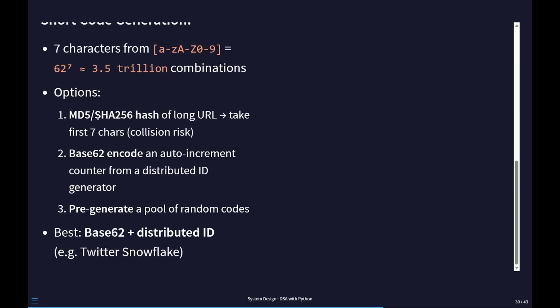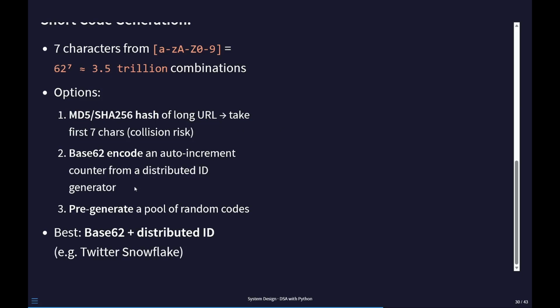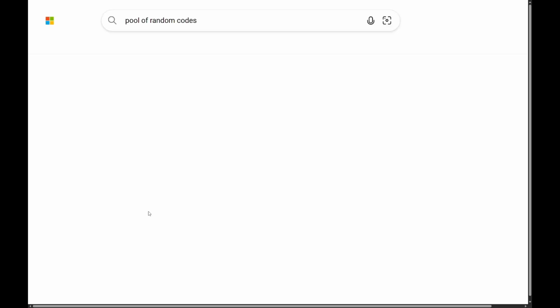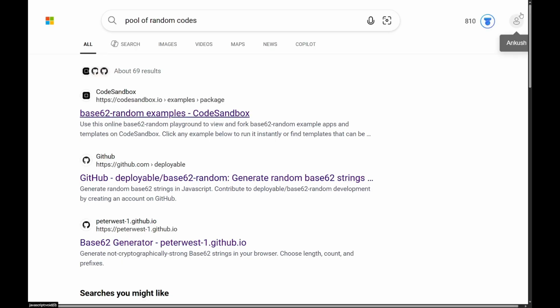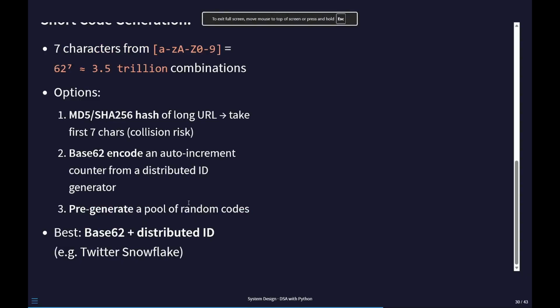3 options. Hash the long URL with MD5 or SHA-256 and take the first 7 characters. Simple but creates collision risk. Generate a distributed numeric ID using a Snowflake generator and base 62 encode it. This is the best approach. Or pre-generate a pool of random codes and hand them out from a queue. The recommended approach is base 62 encoding a Snowflake ID. Those IDs are globally unique, time-ordered, and extremely high throughput.